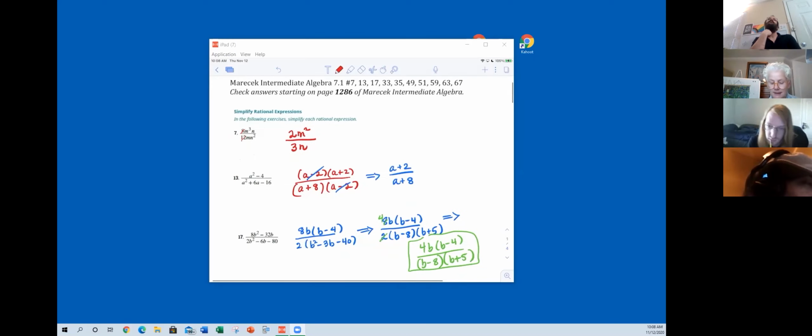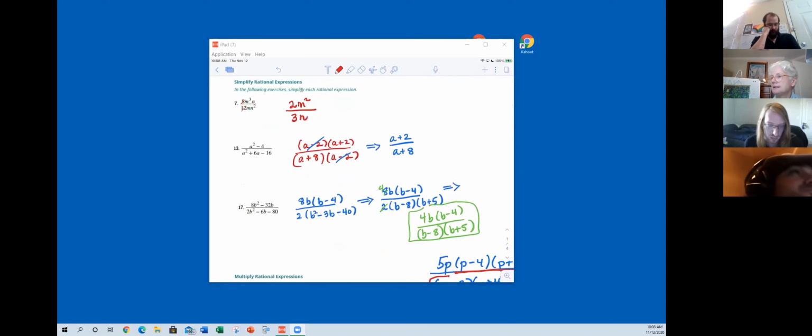Then 13, we had already factored these. So we had a minus 2 times a plus 2 over a plus 8 times a minus 2. And the a minus 2's just cancel, and we're left with a plus 2 over a plus 8. And when people get nervous, they start doing really weird stuff like canceling a's and canceling the 2 and the 8. But don't, just take deep breaths, and you know what you're doing on a test. Don't make mistakes like that, because you know better.